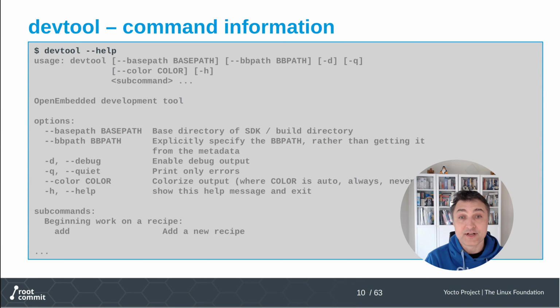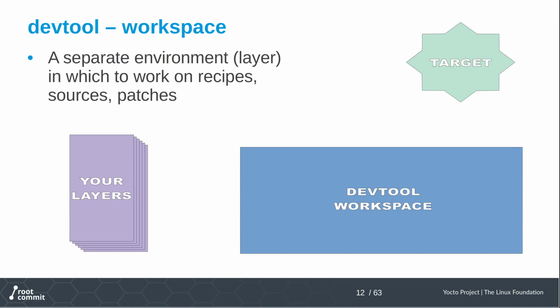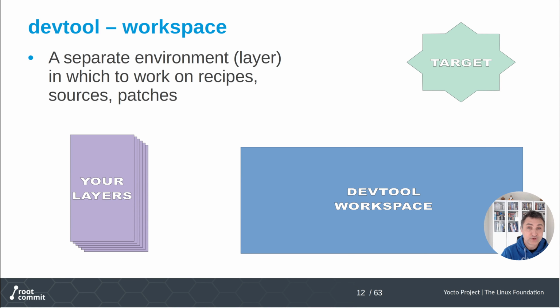However, the quickest and always up-to-date way to get information is from Devtool itself. So just run devtool --help and you will see the list of general options and subcommands. And then you can run devtool subcommand --help to get details about a specific subcommand, like the help you can get for Git subcommands. One very important aspect of Devtool is what is called the Workspace. That's a specific layer that it uses to create recipes, to modify existing ones, and produce patches.